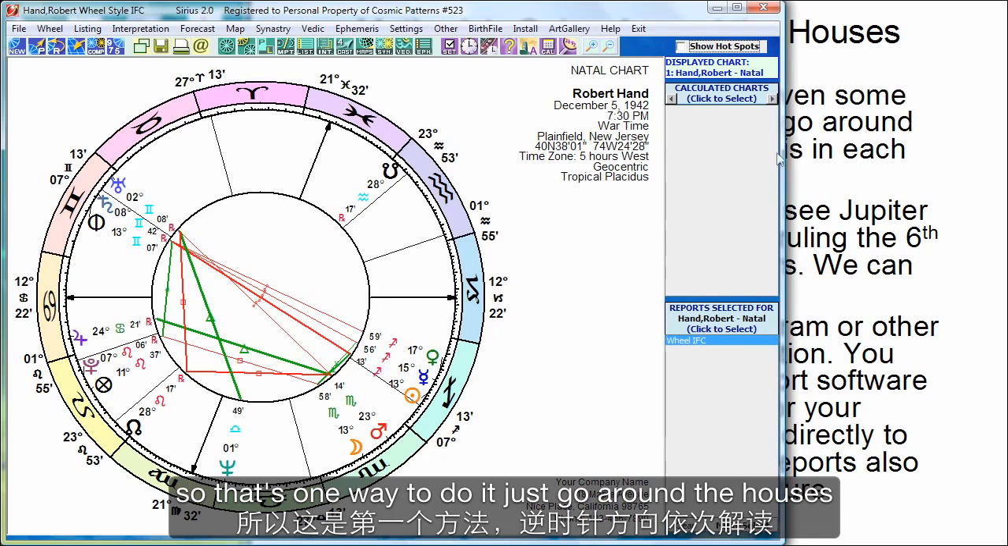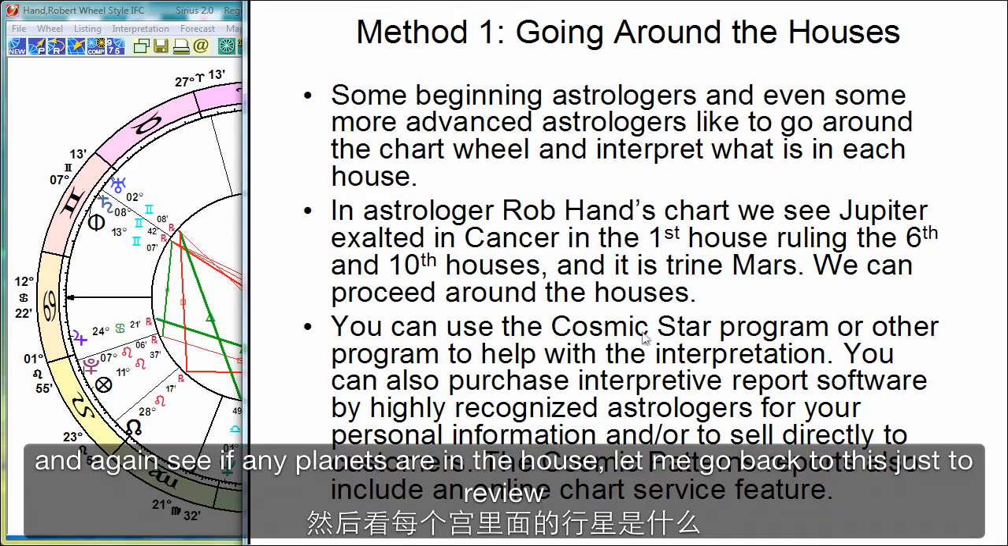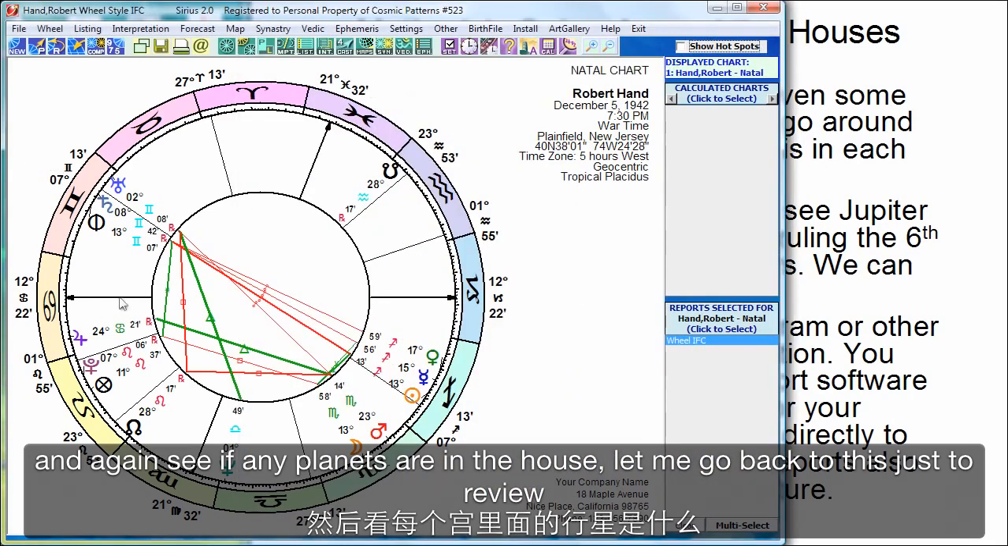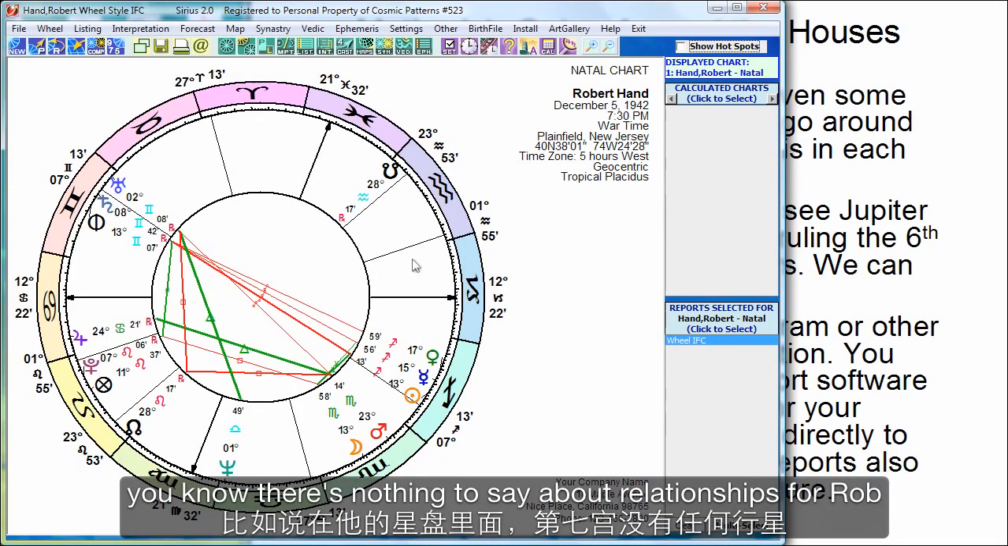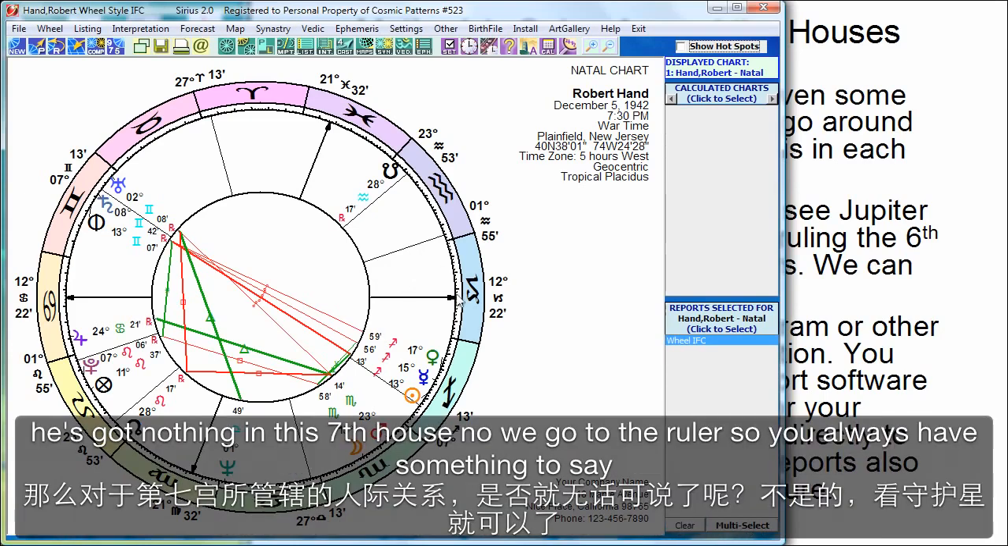Just go around the houses. And again, see if any planets are in the house. Let me go back to this, just to review. See if any planets are in the house. What if there is no planet in the house? Does that mean there's nothing happening? There's nothing to say about relationships for Rob. He's got nothing in the 7th house. No, we go to the ruler. So you always have something to say.